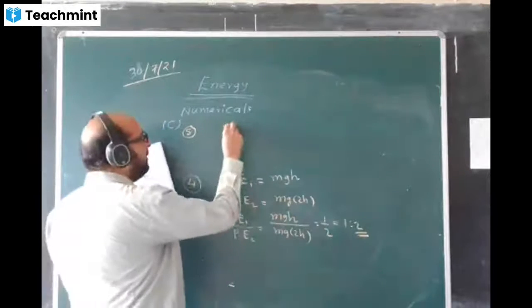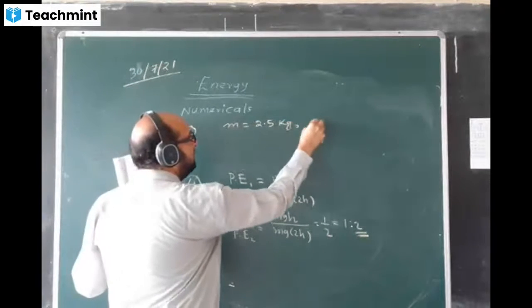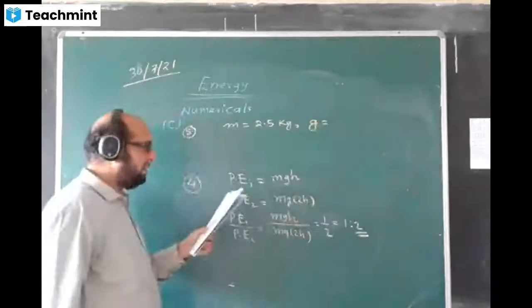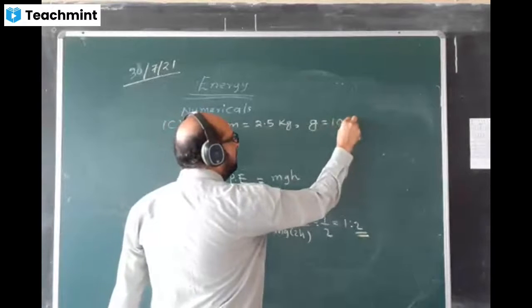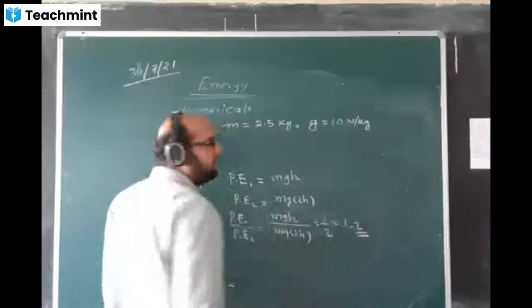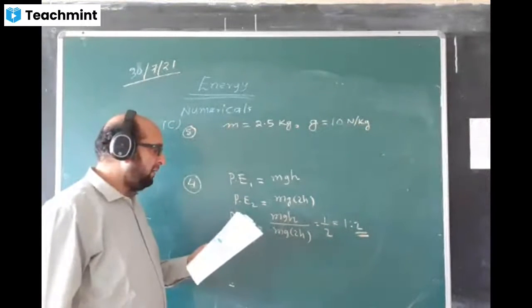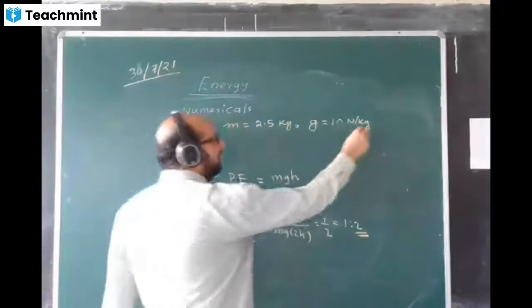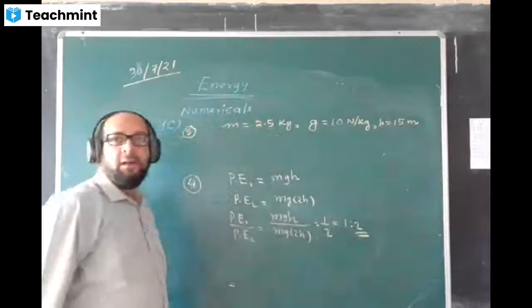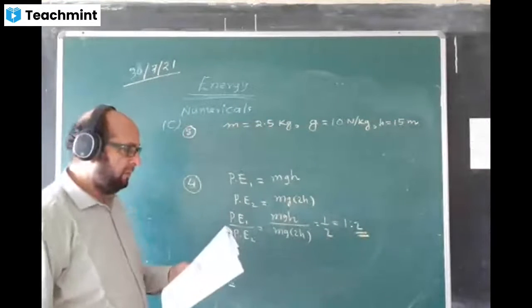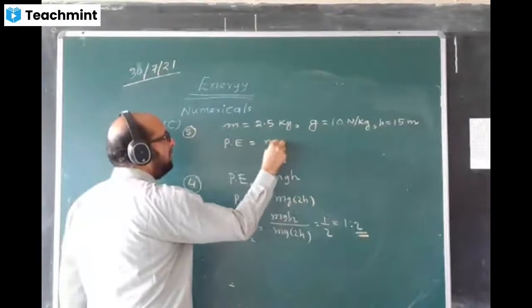So let us write the information. Mass is given 2.5 kg. Indirectly they are saying the g value is given. Acceleration due to gravity is given 10 Newton per kg, or we can write meter per second square, the unit for g. And the height is given 15 meters. You have to find the potential energy. Potential energy formula is mgh.